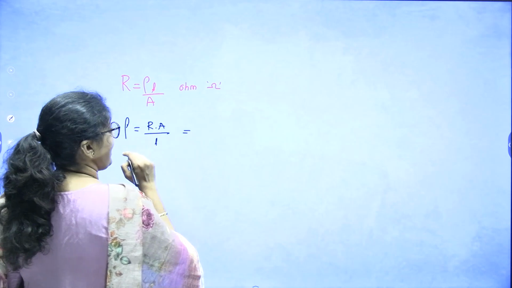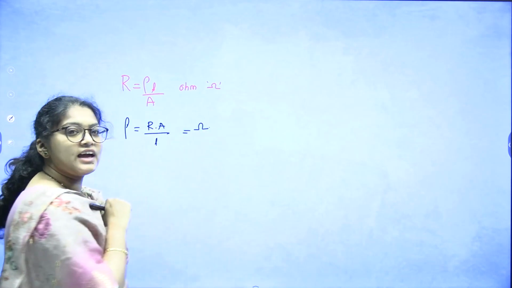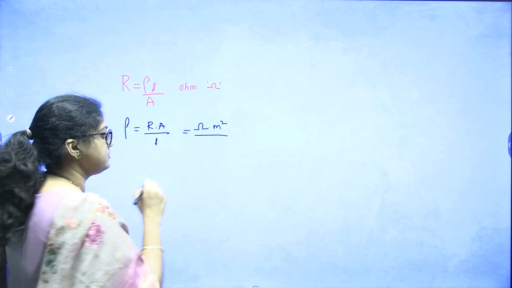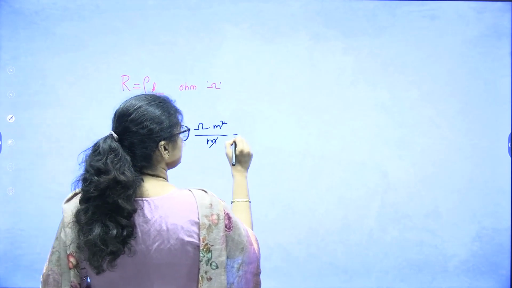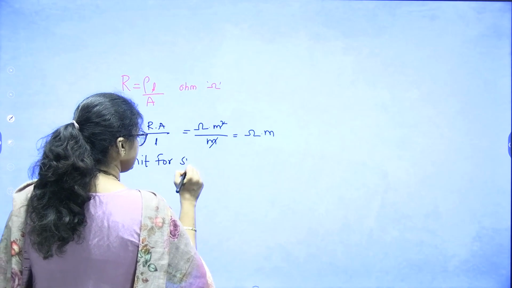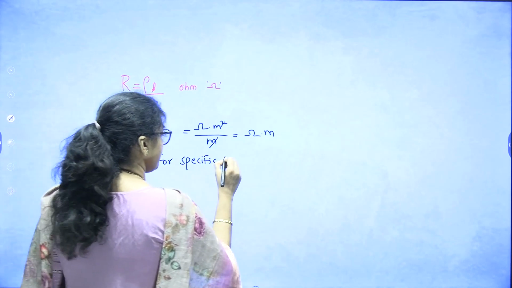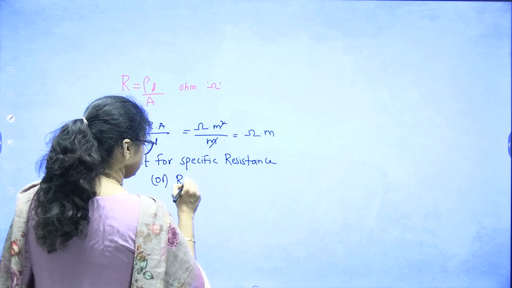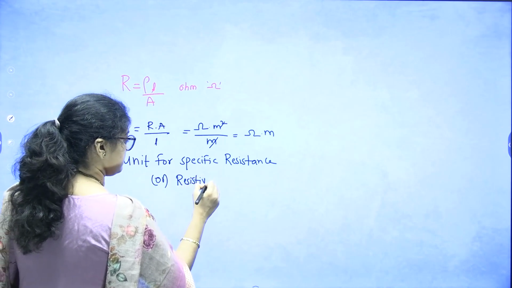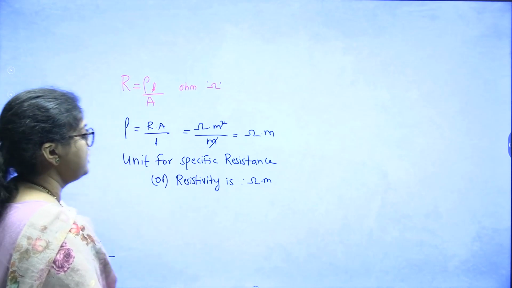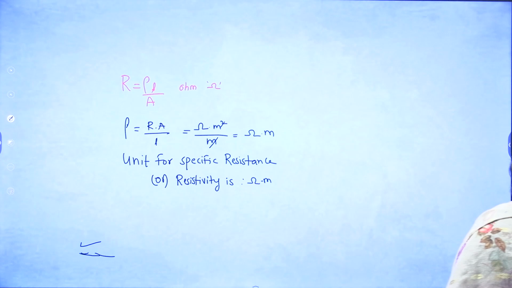So the unit for resistance is ohm. The unit for area is meter square, and the unit for length is meter. Then one meter here and one meter there will cancel. So I'll get ohm meter. So the unit for specific resistance or resistivity is ohm meter. Clear? So the unit for resistance is ohm. The unit for specific resistance, resistivity, is ohm meter. Clear?